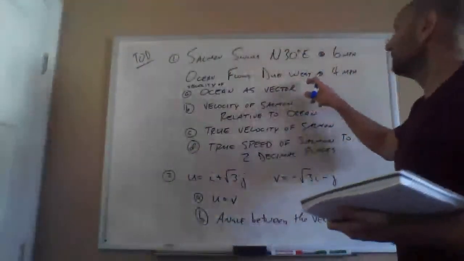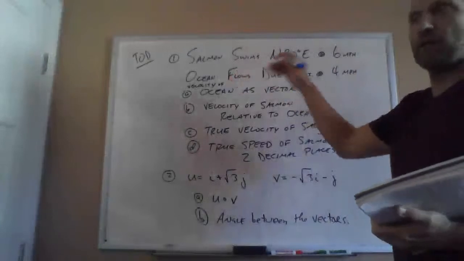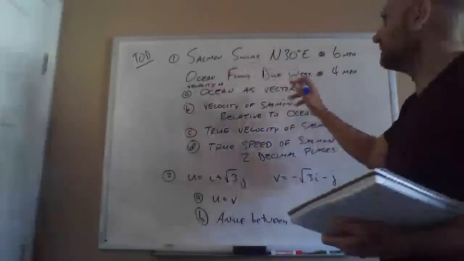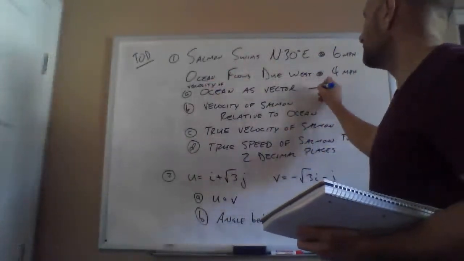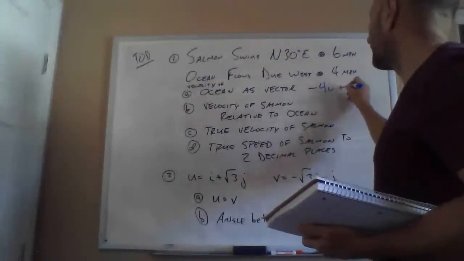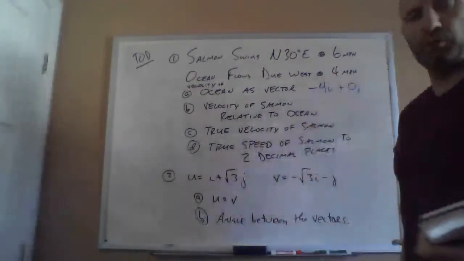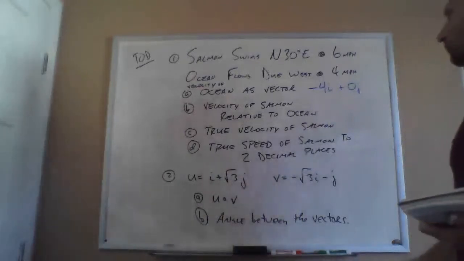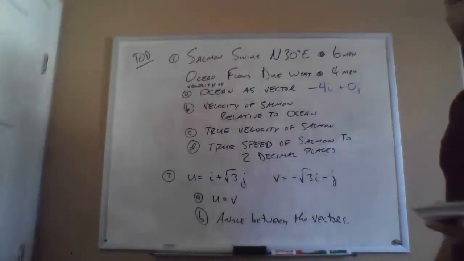So the ocean is flowing due west. That means it's going to the left, which means we need to have a minus. So this is going to be minus 4i. If you want to put in the placeholder, that's fine. So minus 4i plus 0j.